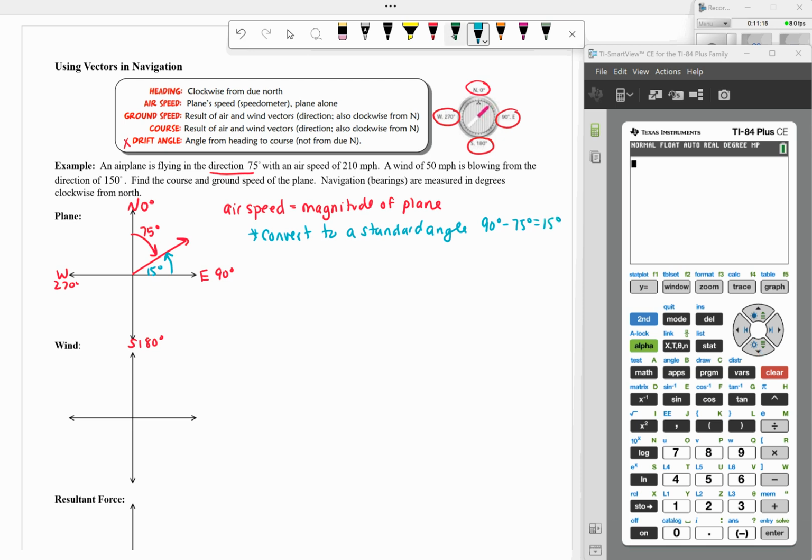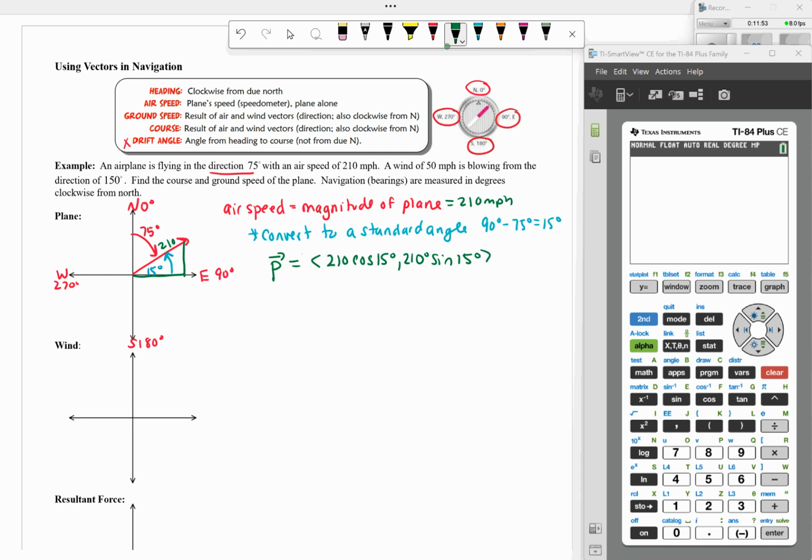Now that we have that, we can go ahead and figure out our horizontal and vertical components. Again, knowing that the magnitude of the plane is 210 miles per hour. So remember, we said for the component form, so this is for the plane. So the component form would be equal to the magnitude times the cosine of the angle, and then the magnitude times the sine of the angle. Okay, we're going to leave that like that for now.